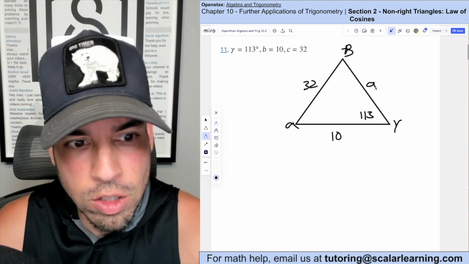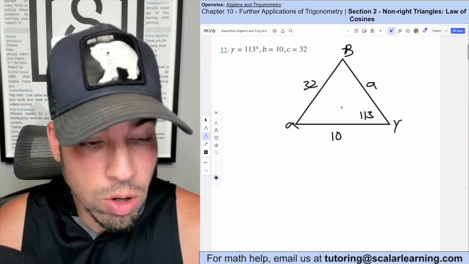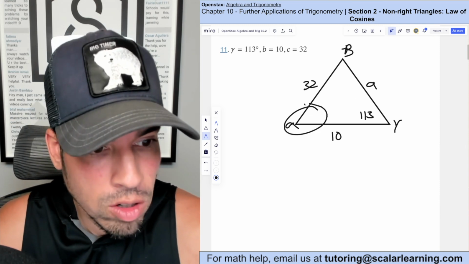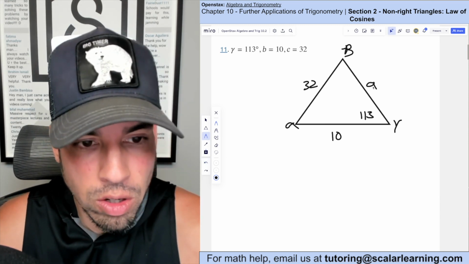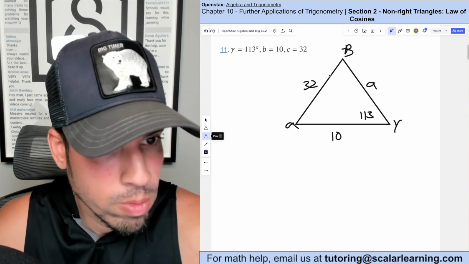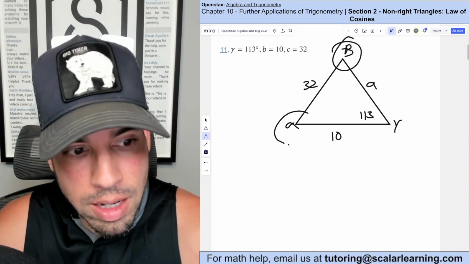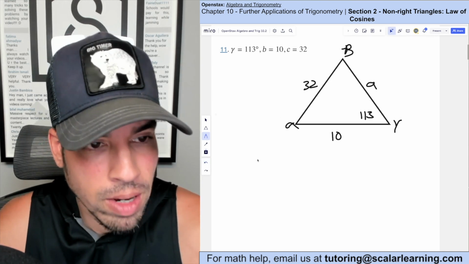For this one, we're trying to solve for a, but we don't have the right information to use the law of cosines, at least not yet. I need to know the angle opposite the unknown side. So first we're going to use the law of sines, because I can figure out what angle beta is, and then I can use that to figure out the alpha angle.